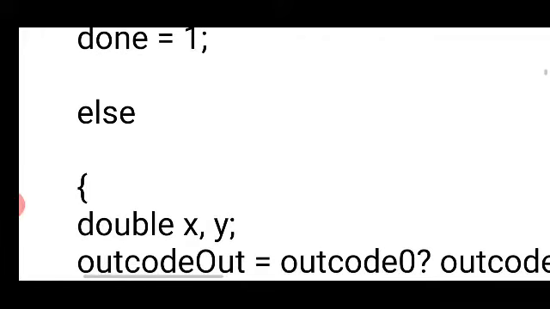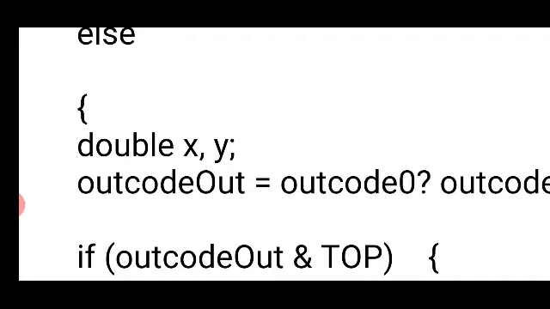Else, if outcode 0 OR outcode 1 is not equal to 0, it is a non-zero value, then we perform the second operation, the AND operation. If outcode 0 AND outcode 1 returns a non-zero value, it indicates that the line is completely outside the window. Hence we skip that complete line and assign done equals 1, meaning we are done with the clipping process. Else, if outcode 0 AND outcode 1 returns a 0 value, the line is partially inside the clipping window.